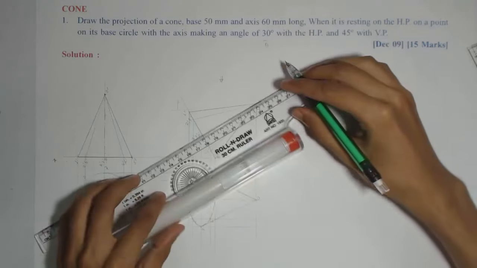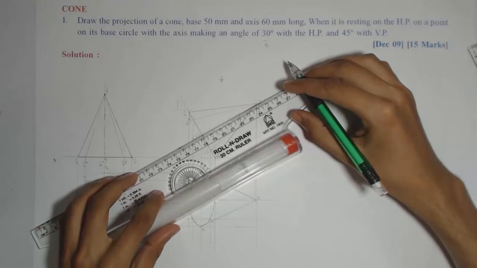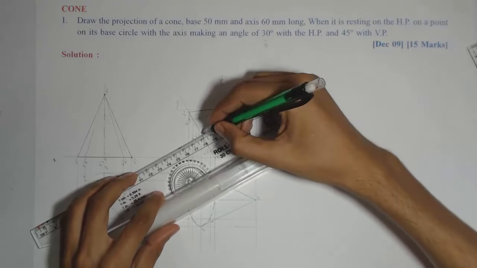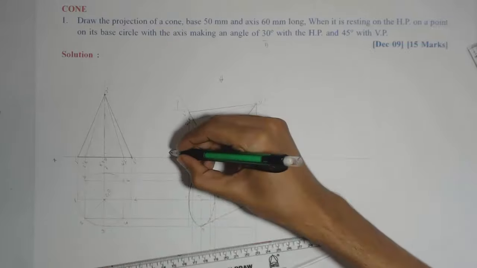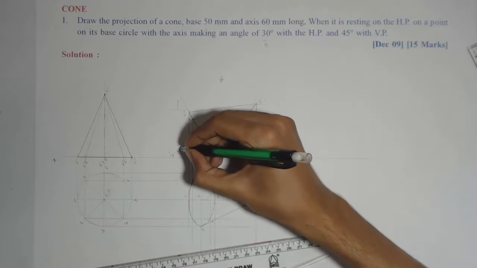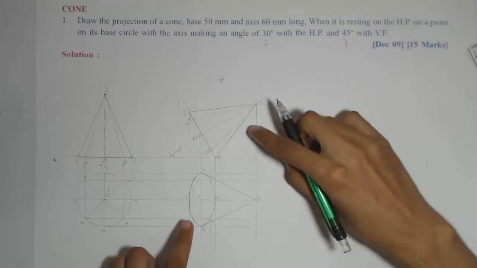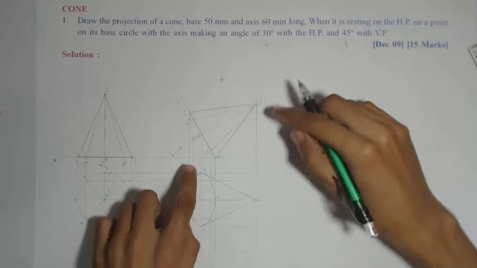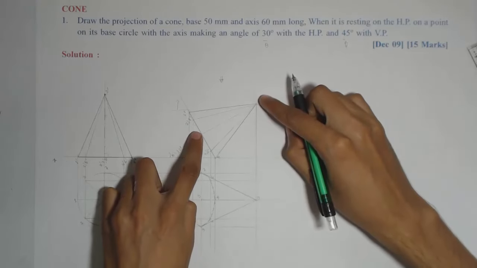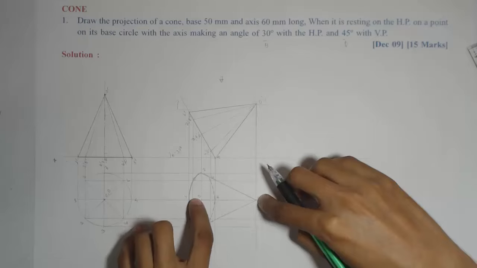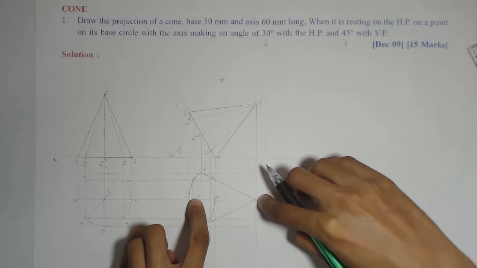Okay, but this angle was theta, because we marked base first at 60, so obviously the axis will give me 30. So theta is given as 30. Now this 45 degree is the true inclination phi for the axis. But now after redrawing this top view, if you check the length of the axis O dash, it has got shortened. That means it is not the true length of the axis, but it is the apparent length.